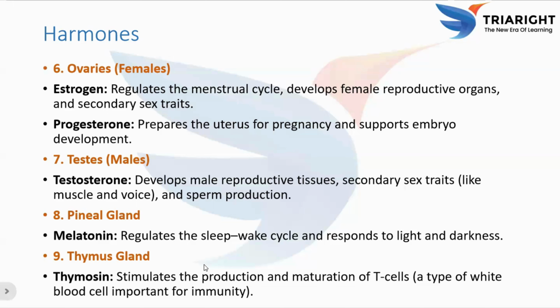Coming to the thymus gland, it is located behind the breastbone. The thymus is most important for the immune system, especially in children. So what hormone is produced by the thymus gland? It's thymosin. Thymosin helps to produce and mature T cells, which are a type of WBCs.